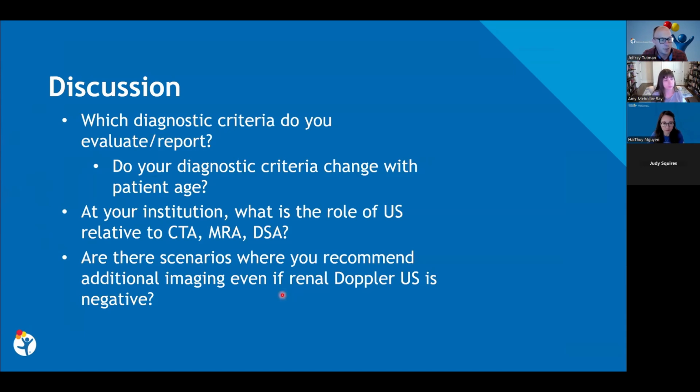All right. As far as our discussion questions for this topic, I'm curious about you guys. At my institution, the only two things we look at are the peak systolic velocity within the main renal arteries, and the resistive indices within the arcuate artery. We're not looking at any of the ratios or other diagnostic criteria that I mentioned. But I'm curious what your general approach is to how you report these, what numbers you routinely report, and what your diagnostic cutoffs are for what you consider abnormal.